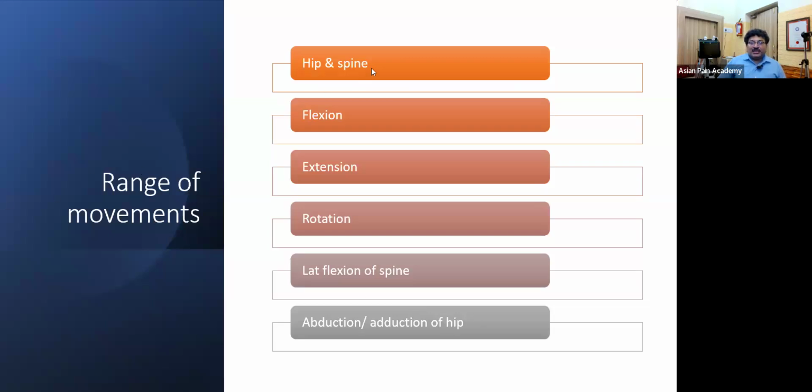Range of movement of the hip, spine: flexion, extension, rotation, lateral flexion of the spine, abduction. These things actually you all know. Just recap these things and go step by step, because as I have told you everything disease wise, now everything is easier.